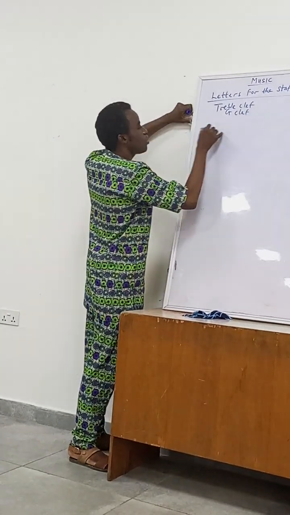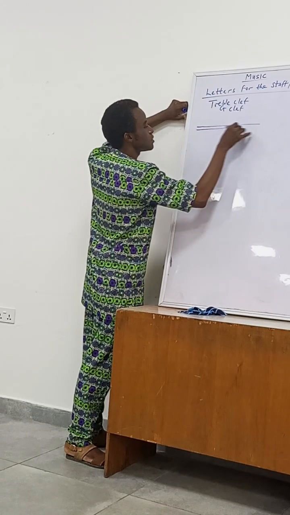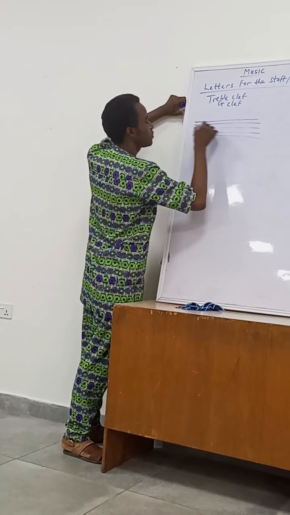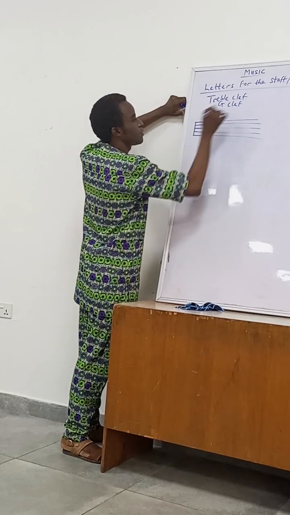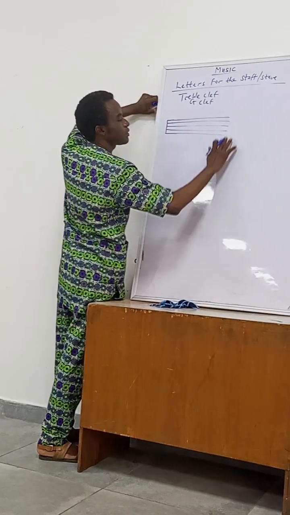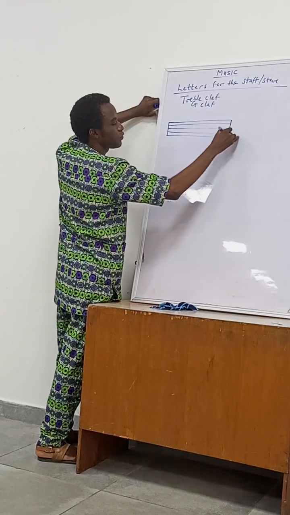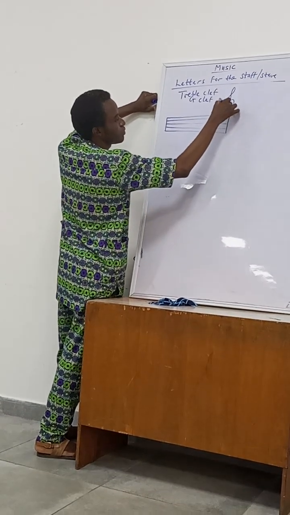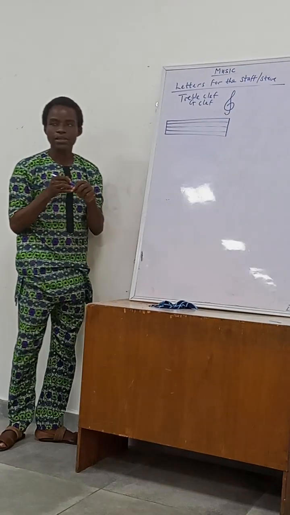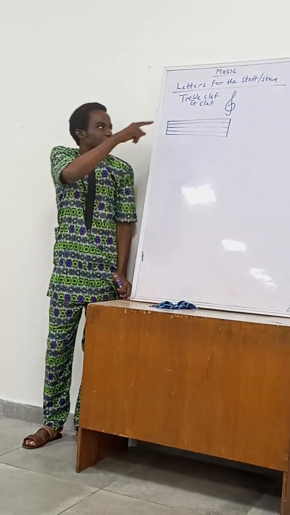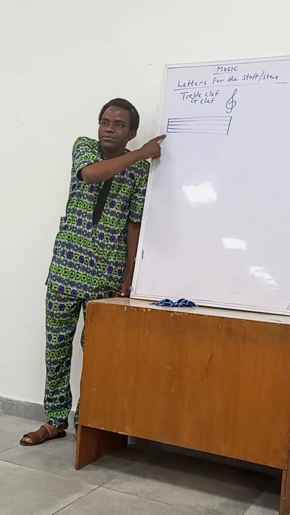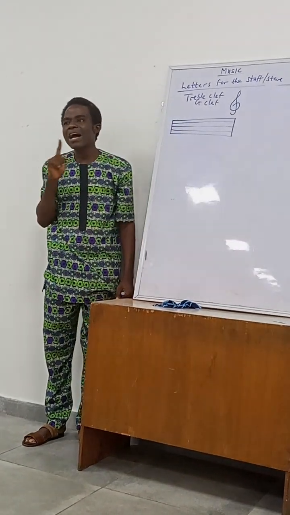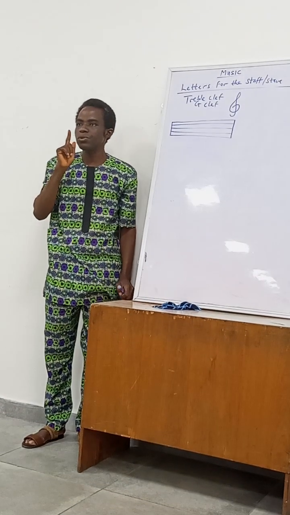Now, let me draw the staff. This is staff. Don't forget our diagram for treble clef. Look like G. This is the diagram. Now, if I want to start the drawing of this diagram inside this staff, I'm going to start from the second line.